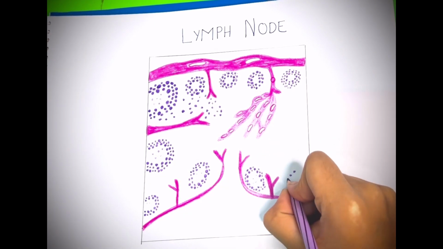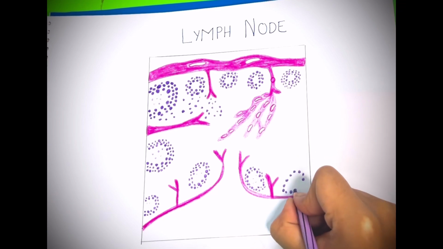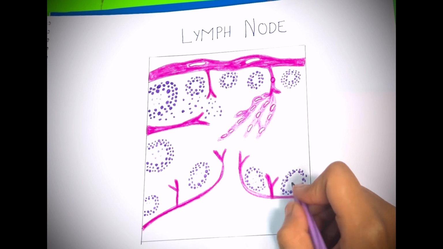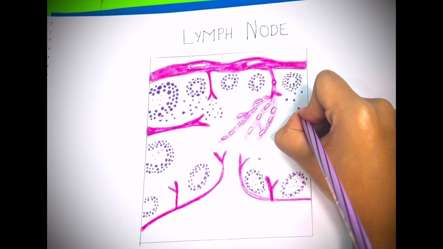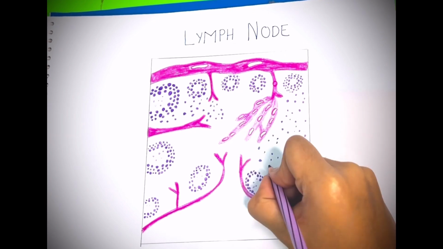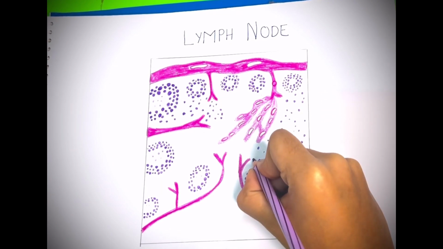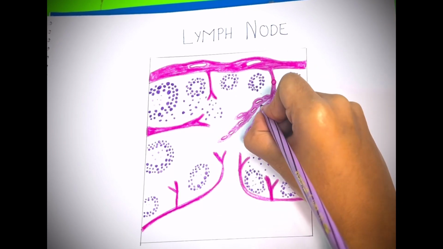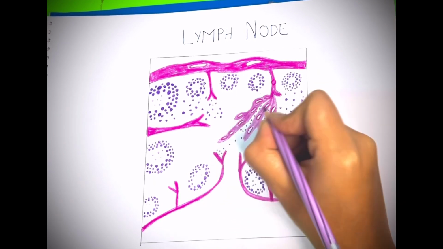So in the medulla, the lymphocytes are arranged in the form of branching and anastomosing cords called medullary cords. Each lymph node consists of a connective tissue framework and of numerous lymphocytes and other cells.